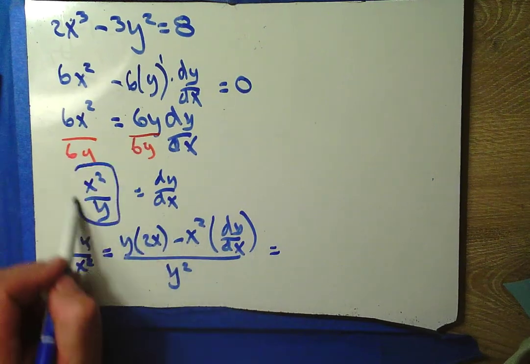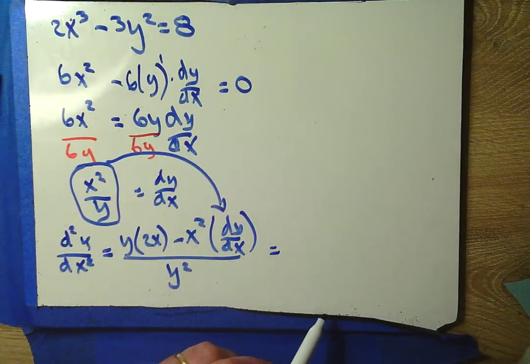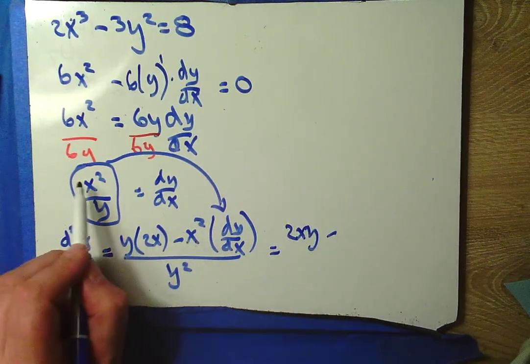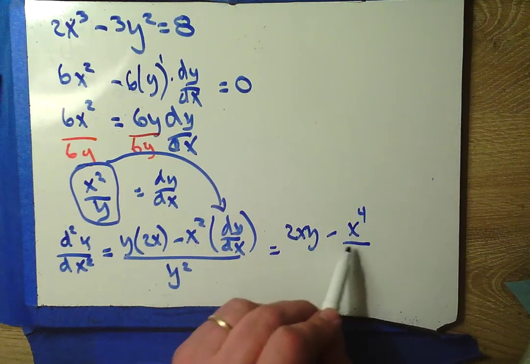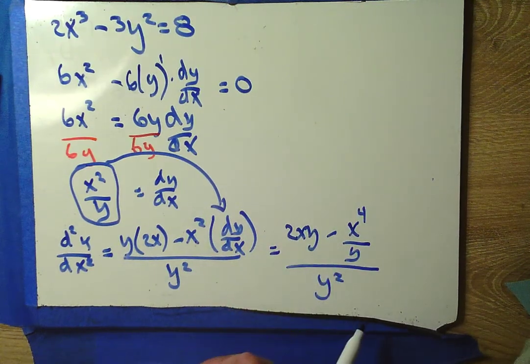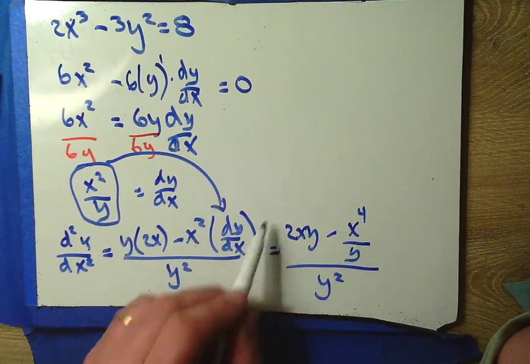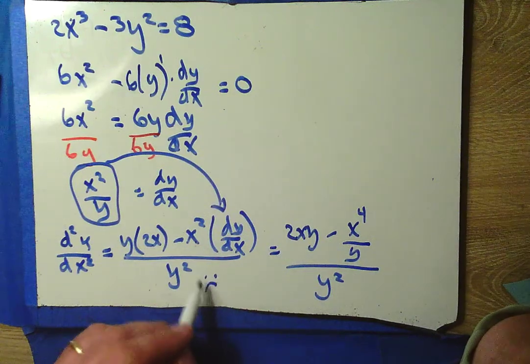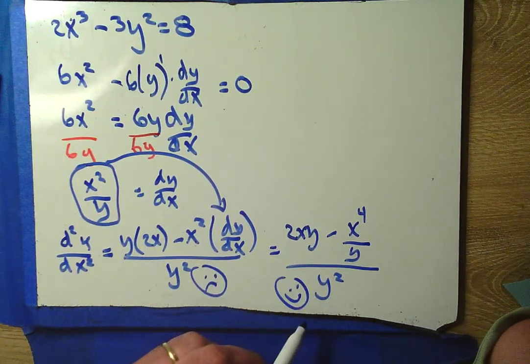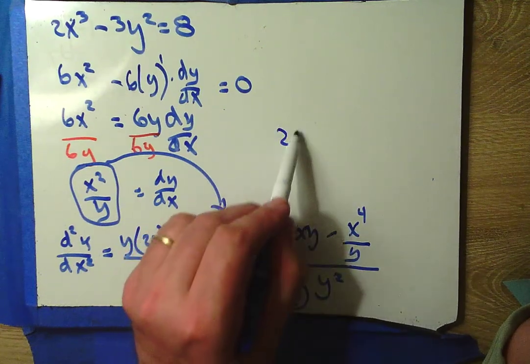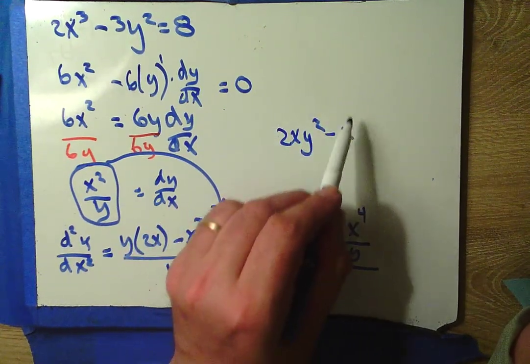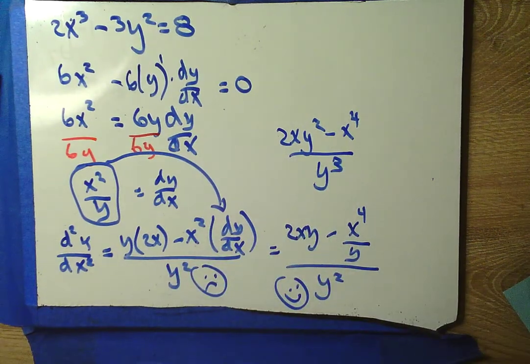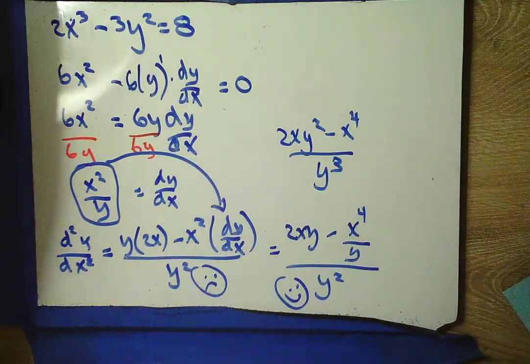And yes, I'm not done as long as there's a dy/dx here. I have to replace dy/dx with what dy/dx is equal to. And so I'll have 2xy minus x squared times x squared over y, which is x to the fourth over y squared. You don't have to make a common denominator up here if you don't want to. You can stop at this point. This would be sad face. This will be smiley face. And you could certainly do 2xy squared minus x to the fourth over y to the third if you really wanted to tidy this up. Okay? So there's the second derivative.